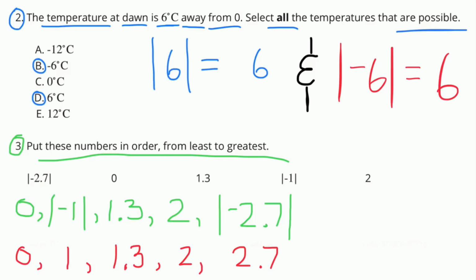The next number would be 1 3/10, then the next value would be 2, and then finally the greatest value would be the absolute value of -2 7/10. The absolute value of -2 7/10 is 2 7/10 because it's 2 7/10 away from 0.